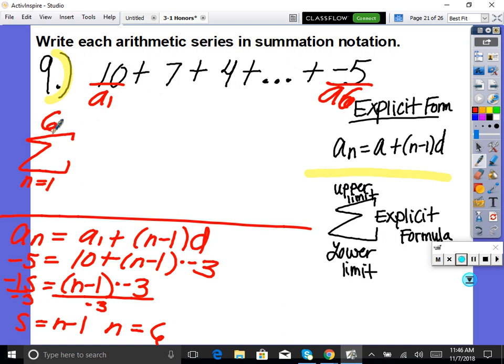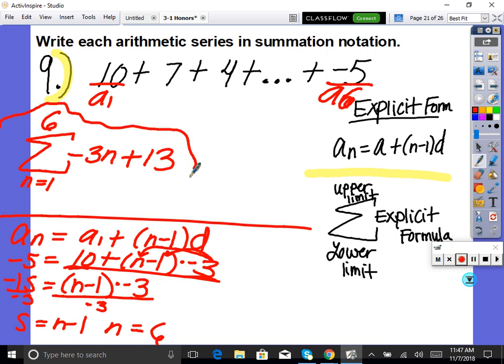And what created the 10, the 7, the 4, and the negative 5 was this piece, wasn't it? Yeah. So that would be negative 3n. And then right here, a negative and a negative is positive. So we'll have a 10 plus 3. So plus 13. They mean the same thing though.